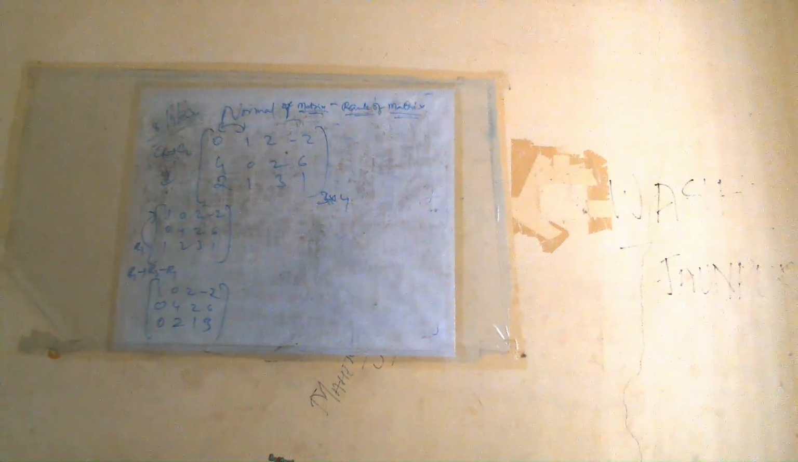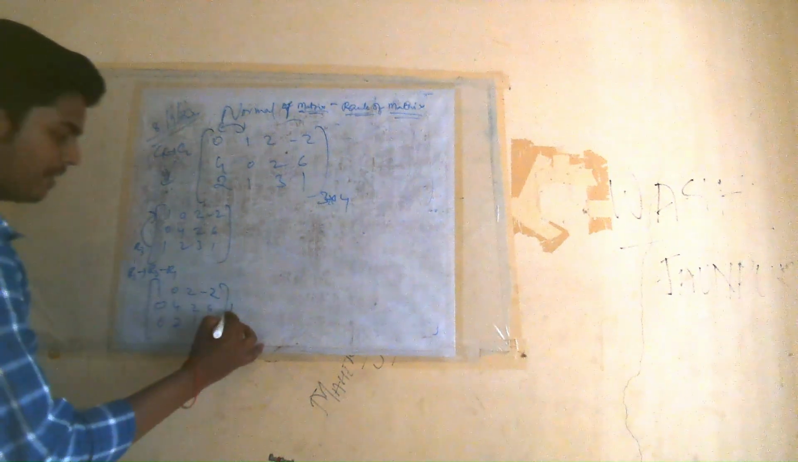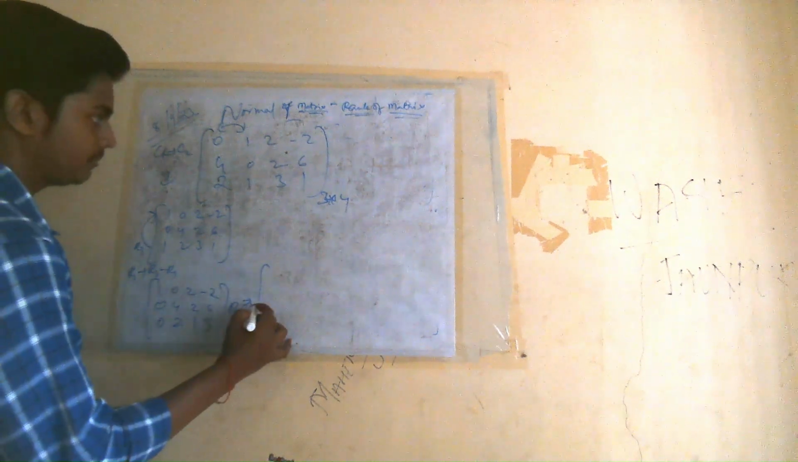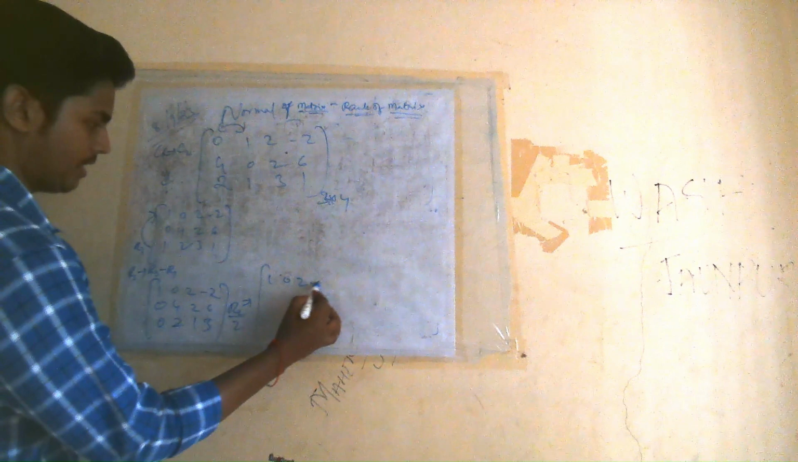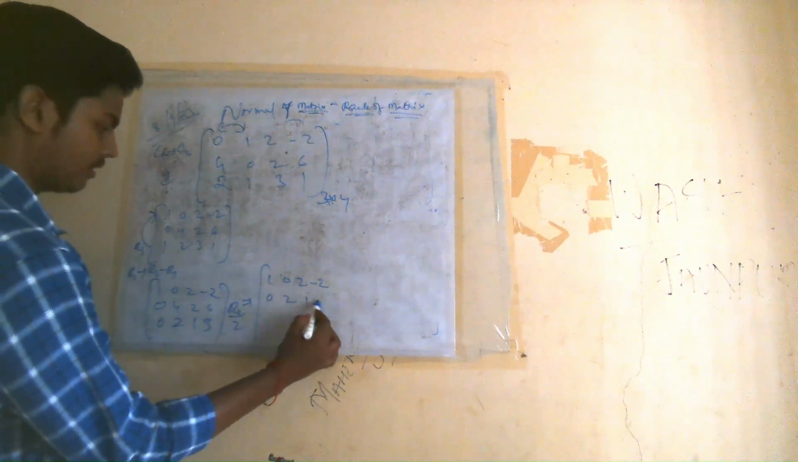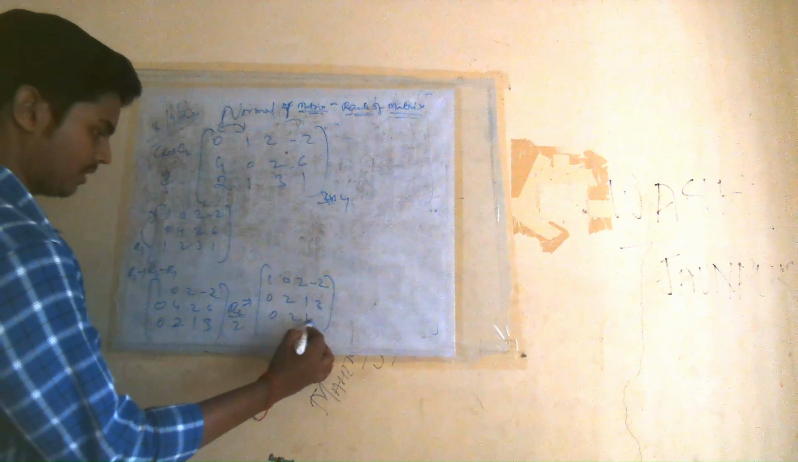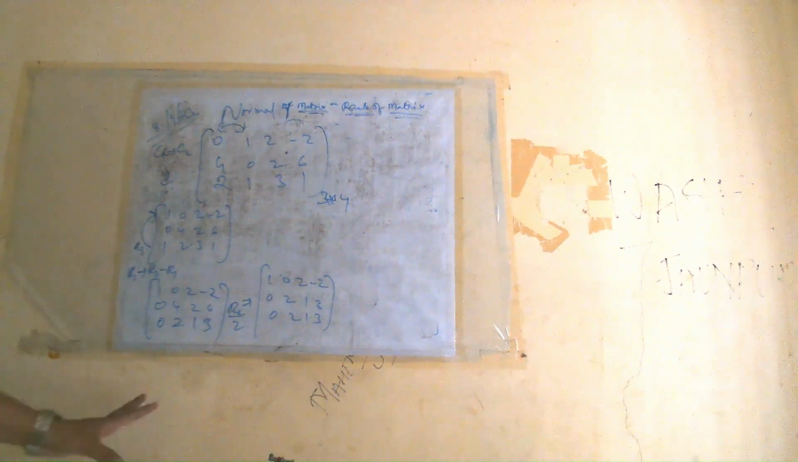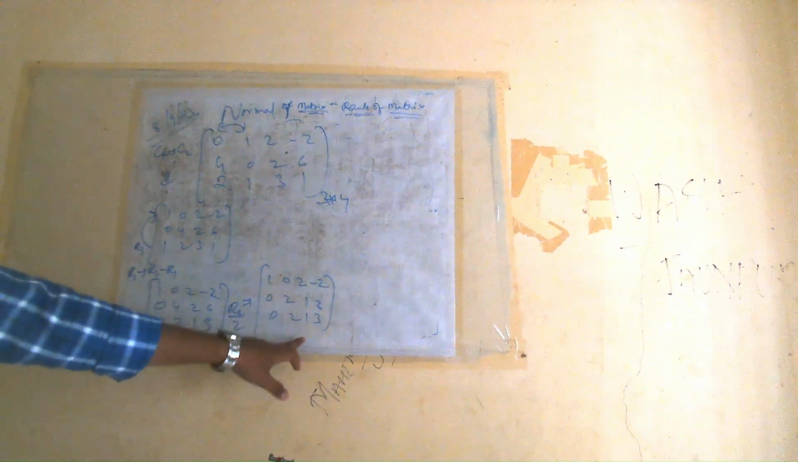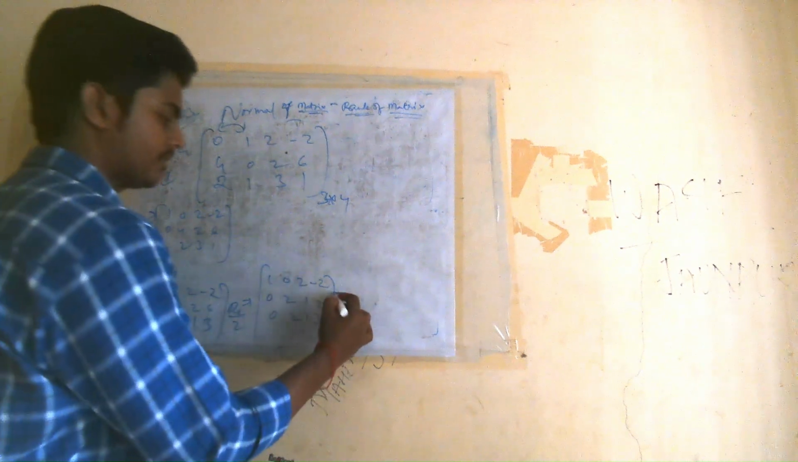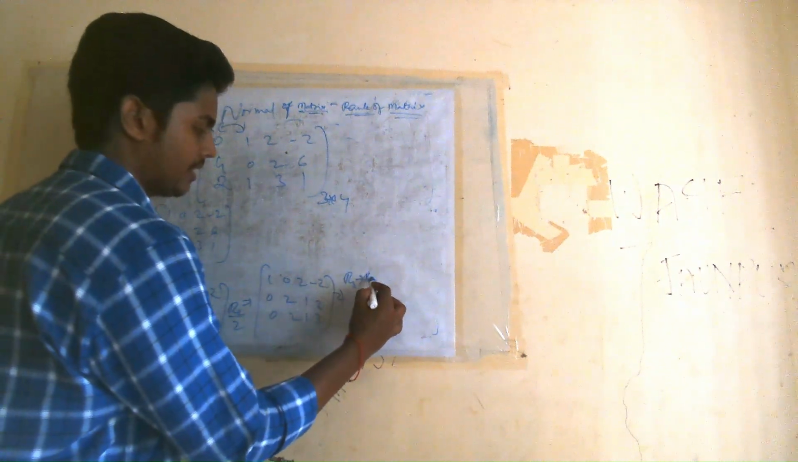Now if I make R2 by 2, if I divide, I'll get again some better values. If I make this R2 by 2, it will become 1, 0, 2 minus 2, 0, 2, 1, 3 and 0, 2, 1, 3. See, you can multiply and divide a particular individual row, there is nothing harm in that. Okay. And if I take R3 implies R3 minus R2 now, R3 implies R3 minus R2. Both are same, right?